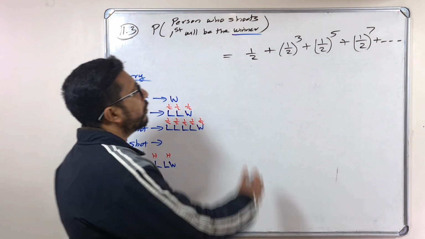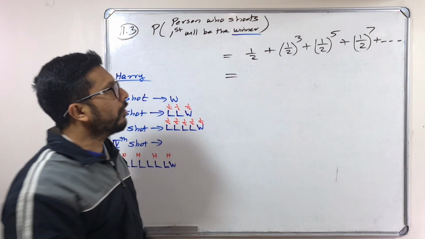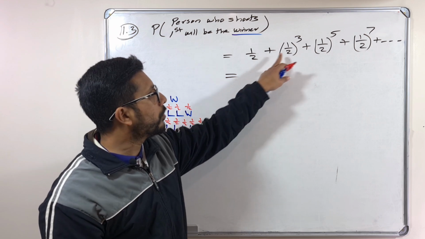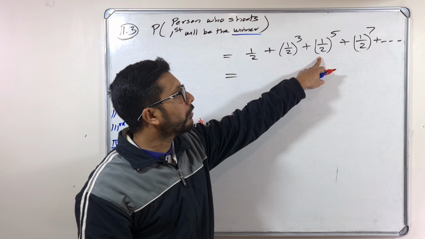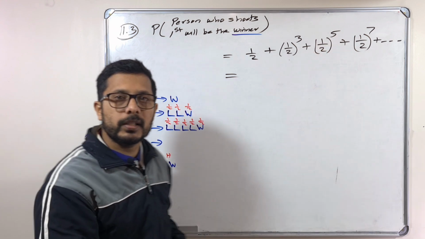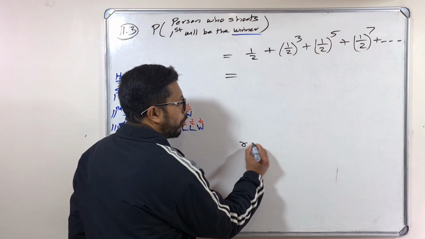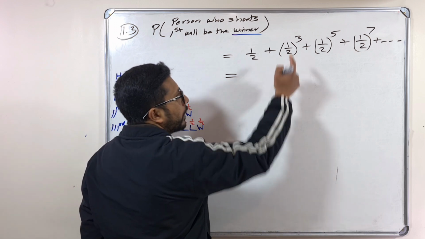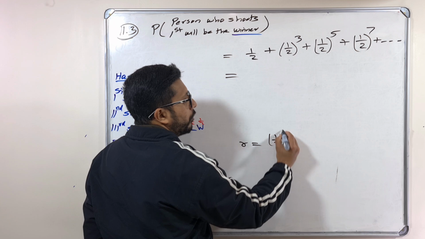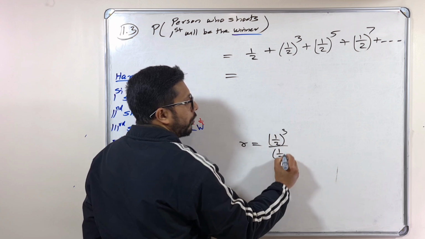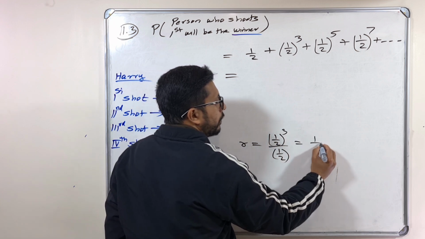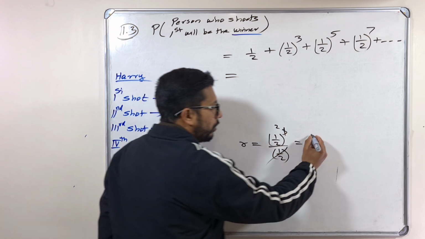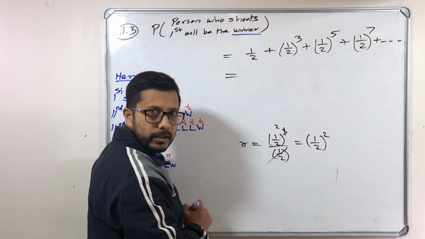Okay, so now look at this one. What you can see, is it not a geometric series? 1 over 2, 1 over 2 raised to 3, 1 over 2 raised to 5. Why is it a geometric series? Because try to find a common ratio. T2 divided by T1. What is that? 1 over 2 the whole cubed divided by 1 over 2. What is the answer? It is 1 over 2 the whole squared. Can you see that?